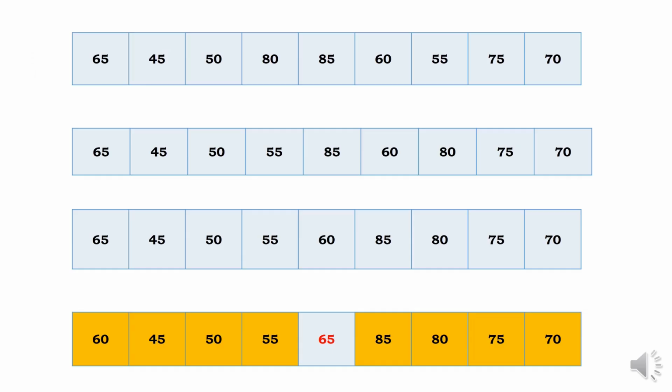So now we have I pointing to this 80 and j pointing to 55. Pivot is 65. So now our scanning continues. When we scan from left to right, the element 80 is greater than 65. So scanning will stop here. And now we continue with the right to left scan. 55 is lesser than 65. So the right to left scan also stops here.